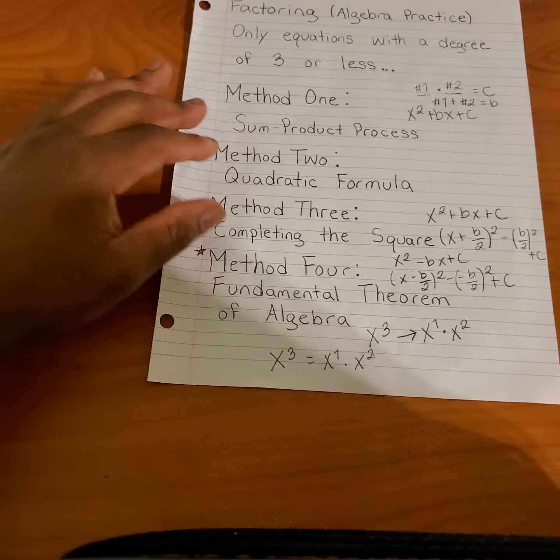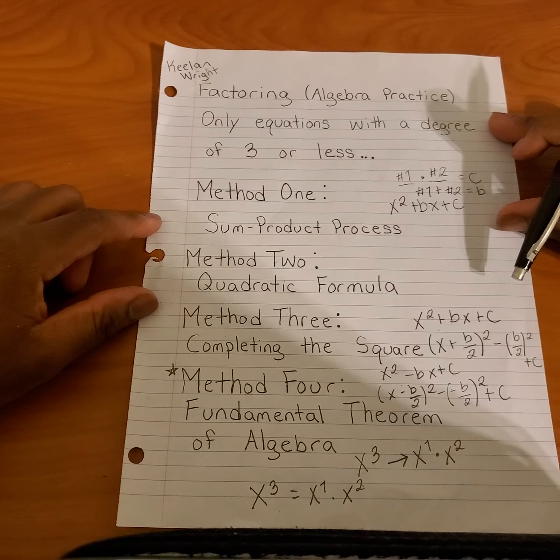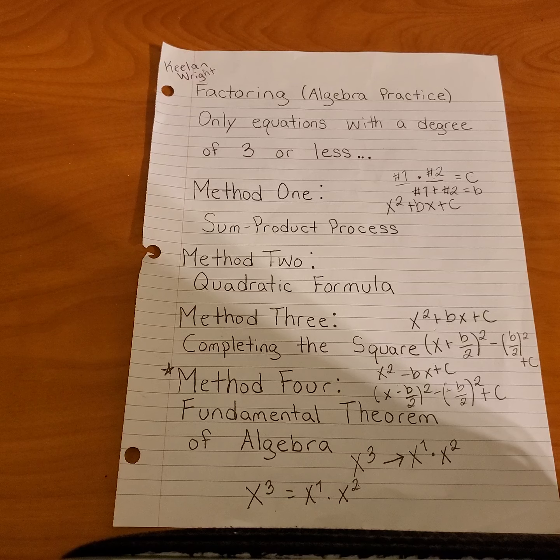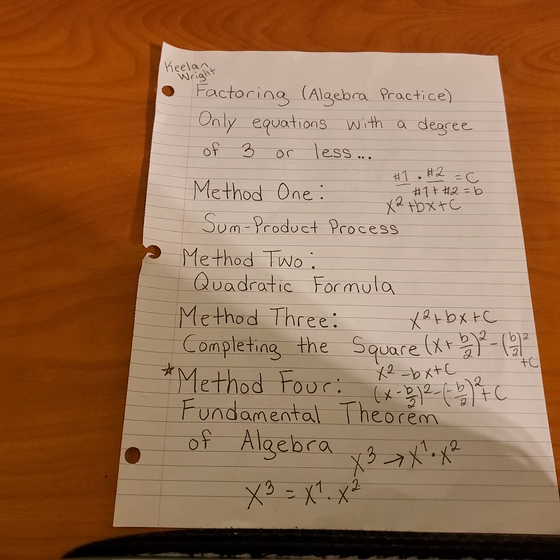So there's a couple of different methods I'll be going over in this video. The first method is the sum product process, the second, the quadratic formula, the third, completing the square, and the fourth will use the fundamental theorem of algebra. To my knowledge, I do not know of the actual name of the technique, but I will show you what it's based off of.